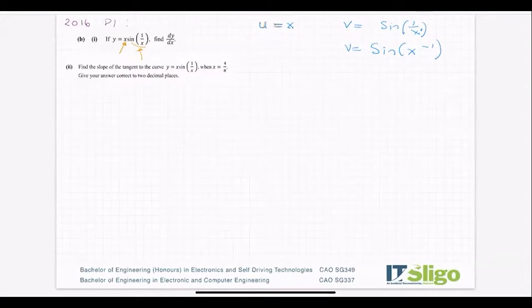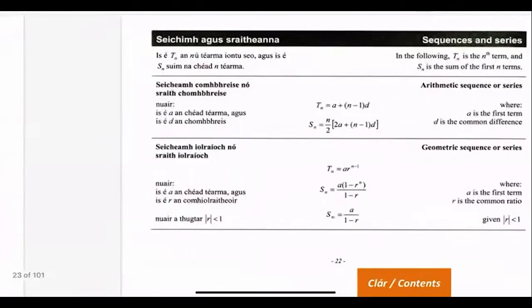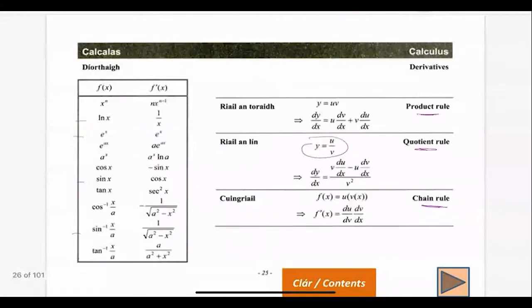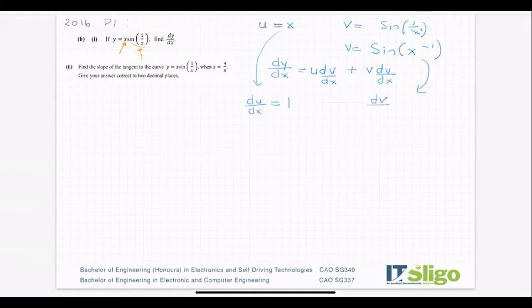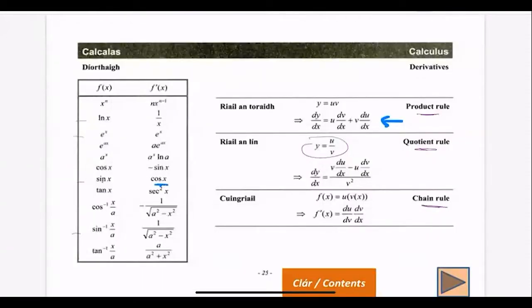Okay, so if you remember the product rule, it is u times dv dx. So dy dx is equal to u times dv dx plus v times du dx. Okay, so to do that, there's my u term. I need to figure out what du dx is. That's 1. I also need to differentiate v to give me dv dx. And I get sine becomes cos x.